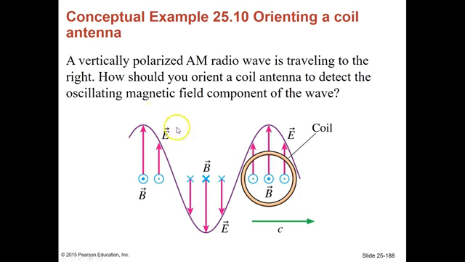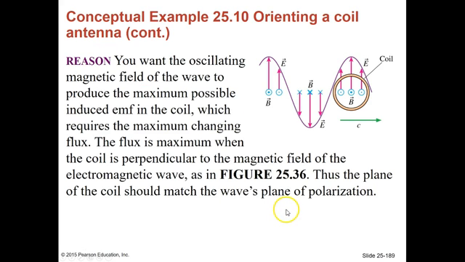Here's a conceptual example. It says a vertically polarized AM radio wave is traveling to the right. So here's our radio wave. They want to know, how do we orient the coil and the antenna to detect the oscillating magnetic field of that wave? We want that oscillating magnetic field of the wave to produce the maximum possible current in the coil.